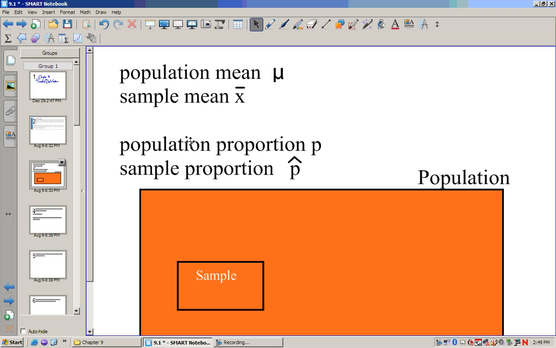We also have a population proportion. So if I found 45% of the people in my sample, that would be p hat if it's a sample. And if it's the population proportion, it would be just p. Same situation. The population proportion would be, say, all Americans, and the sample proportion would be just the people that we randomly chose out of our population of Americans.